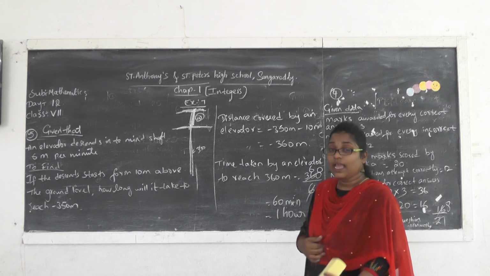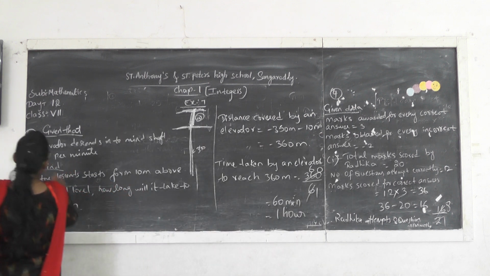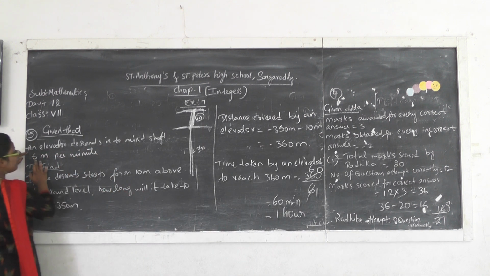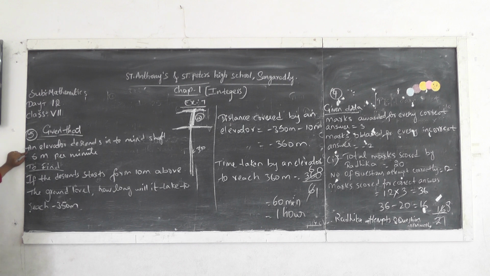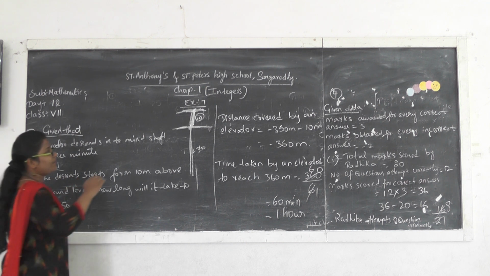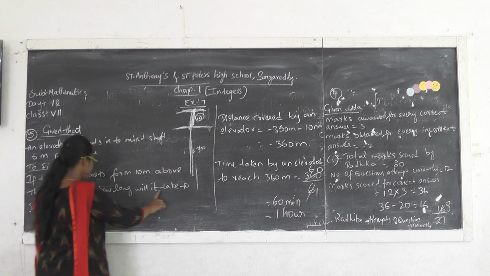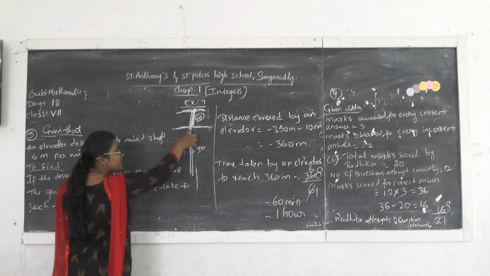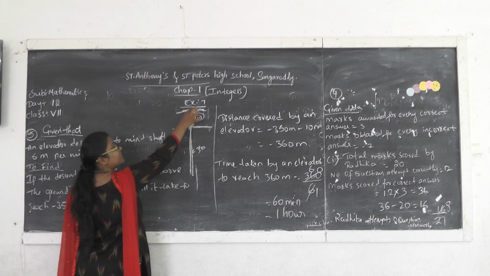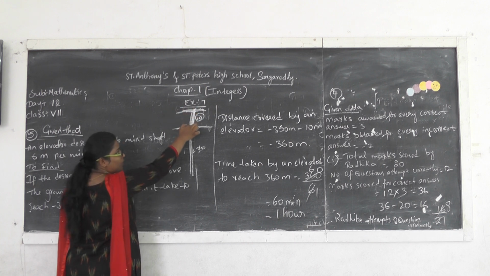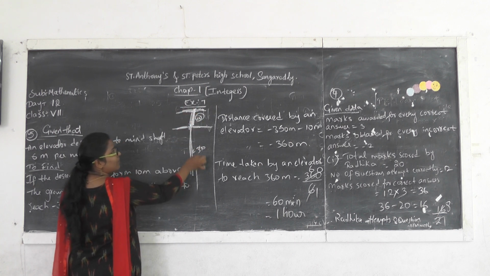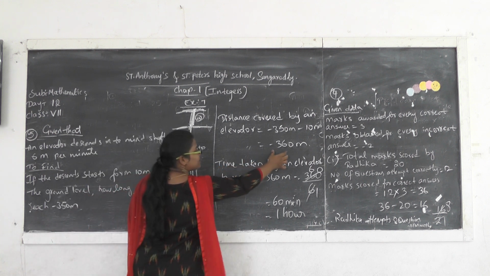Are you able to understand? I'll explain once again. An elevator descends into a mine shaft at 6 meters per minute. Per 1 minute it will cover 6 meters. So how much will it travel if the descent starts from 10 meters above? It should cover 350 meters, and since the elevator starts 10 meters above, that also should be covered now. So we are adding both. Total 350 plus 10 is nothing but 360 meters.